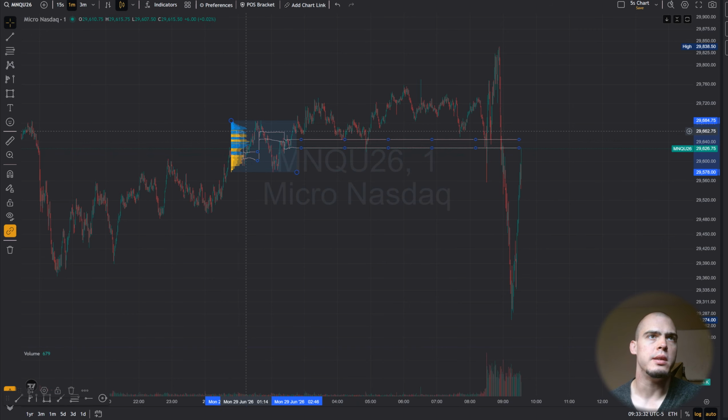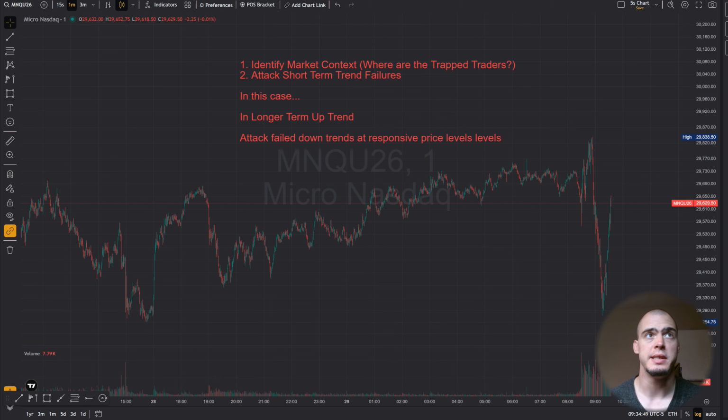Lots of trapped delta in there, these red bands. And so I've listed this out here so we can say, how do we approach the market from a process? One, identify the market context: where are the trapped traders and who's losing. And then once you have your intermediate term context identified, attack the short term failures.